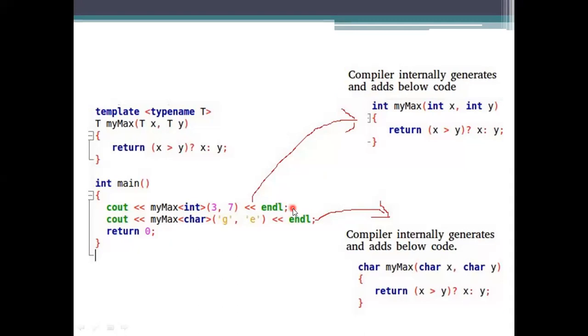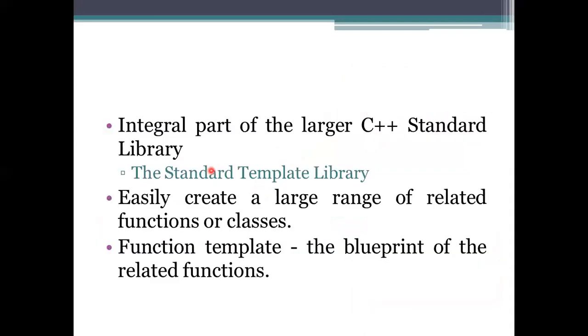Means at this line of representation, my max function will be enacted as an integer, and next, if you go for the second my max, it will be considered as a char here. So here we will compare the integers, and we will compare the characters by using only the same code or the same representations.